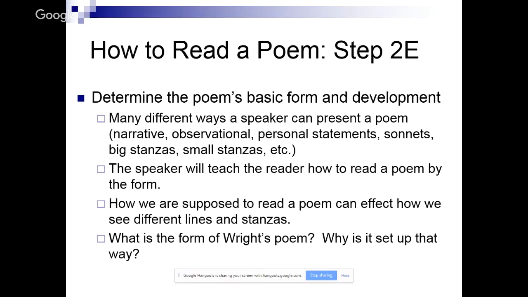If you have punctuation, it can emphasize the word on the end of the line. If we don't have punctuation, it can create a very long line over two separate lines in a stanza. Again, this emphasizes different words and ideas, and since different poets have different ways of showing us meaning and insight, where we're supposed to pause as we're reading it can make a big difference. Okay, so what's the form of Wright's poem?